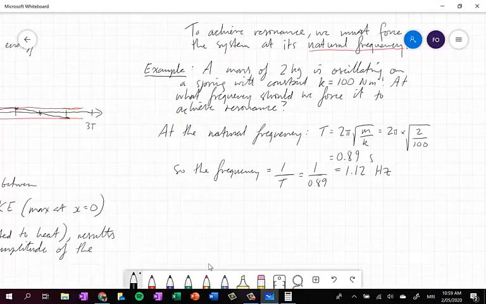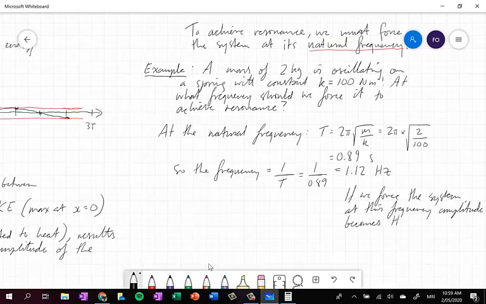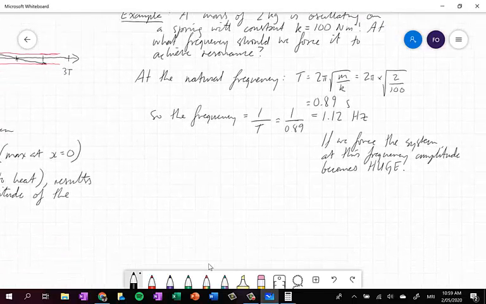So, if we force it at this frequency, the amplitude becomes huge. Okay, and this is called resonance.